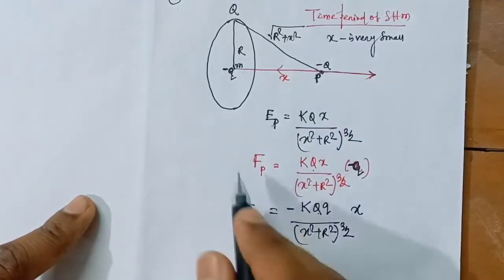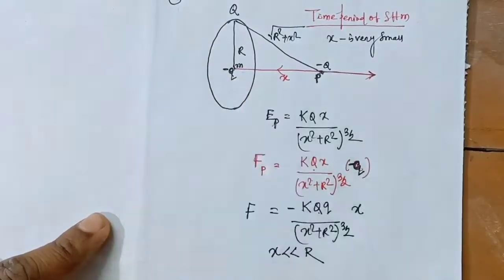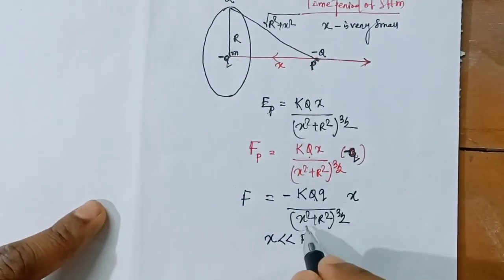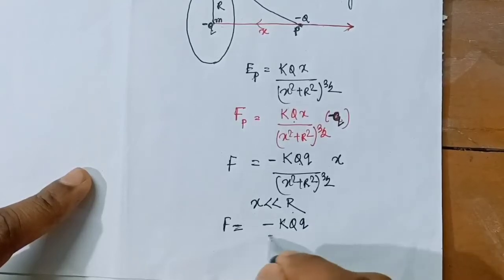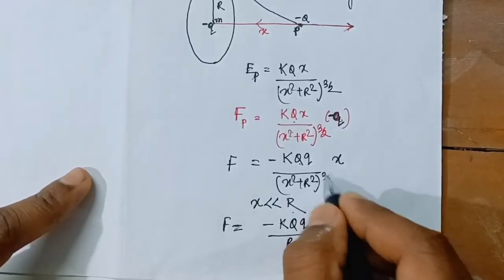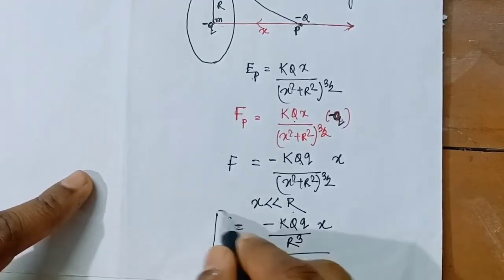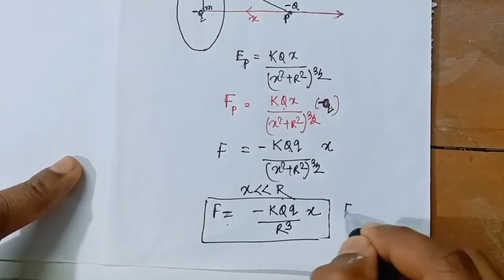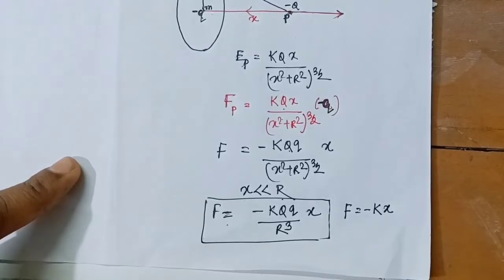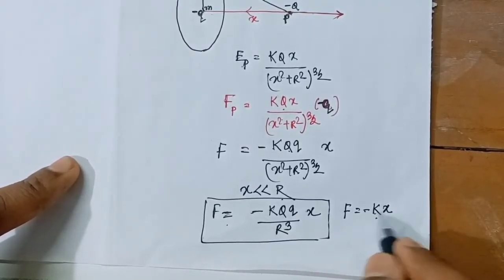If we assume that x is much less than r, the displacement being very small, I can ignore x in comparison to r. So F equals minus KQq upon r square to the power 3 by 2, which is r cube, times x. This is the expression of the net force. If I compare with F equals minus kx, here negative, here also negative, kx, x is here.